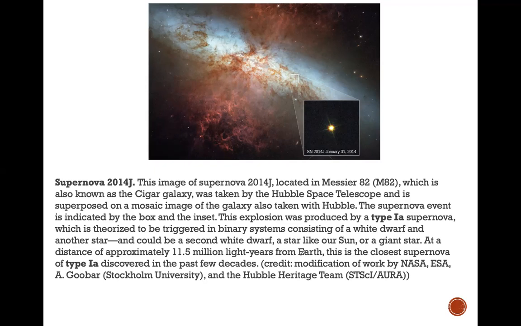And the distance for this particular supernova has been measured, because once you detect a type 1a supernova, you are basically done with the distance. You can measure the distance accurately, and that distance is approximately 11.5 million light years from the Earth, right? You can see that this is not in our galaxy, this is far away from us. And this is, by the way, the closest type 1a supernova discovered in the past few decades, right?